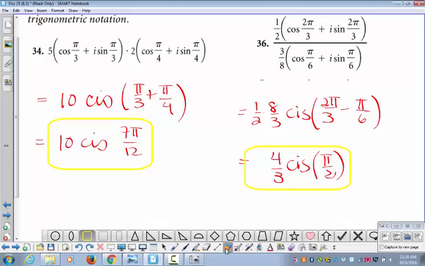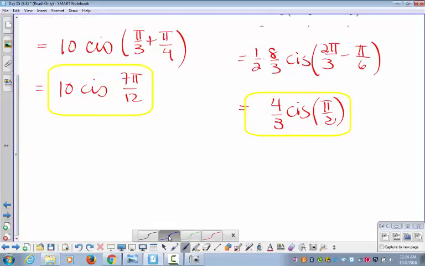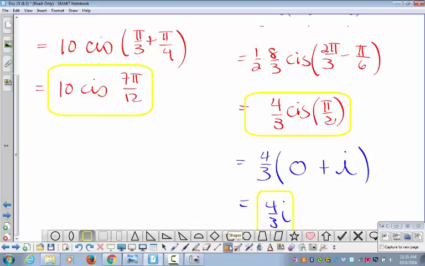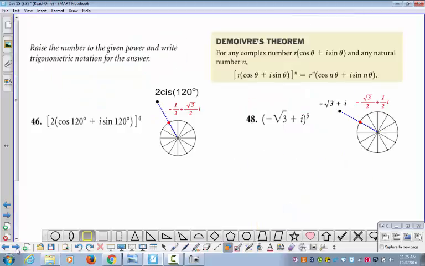This one would be really easy if the question said go back to standard form, because that's an angle that we can find the ratios for really easily. Cosine of pi over 2 is 0, plus i sine of pi over 2. Sine of pi over 2 is 1. So this would end up being 4/3 i if we were asked to go back to standard form. Okay. Any questions on that? That part seems pretty manageable.